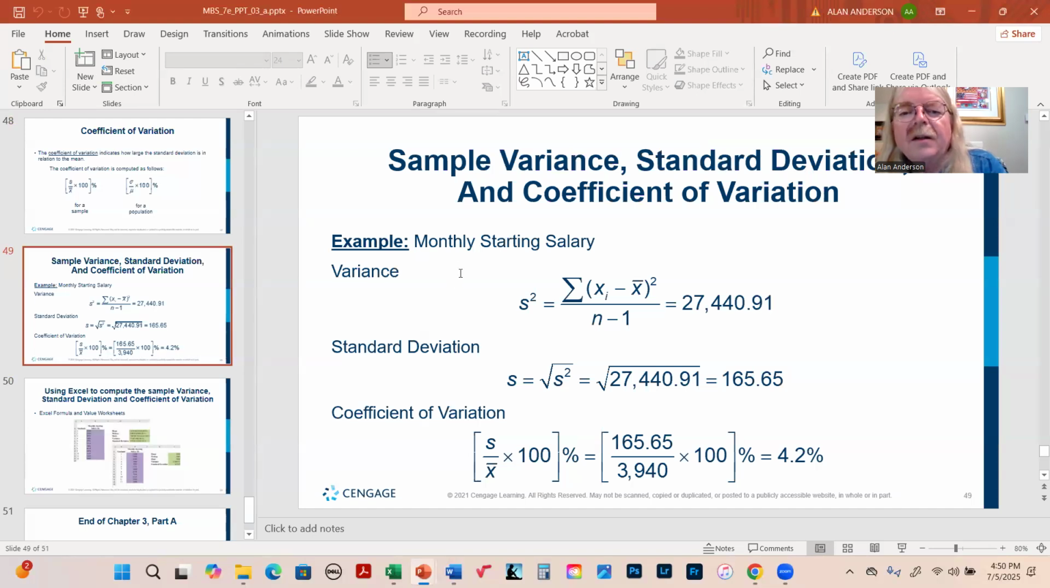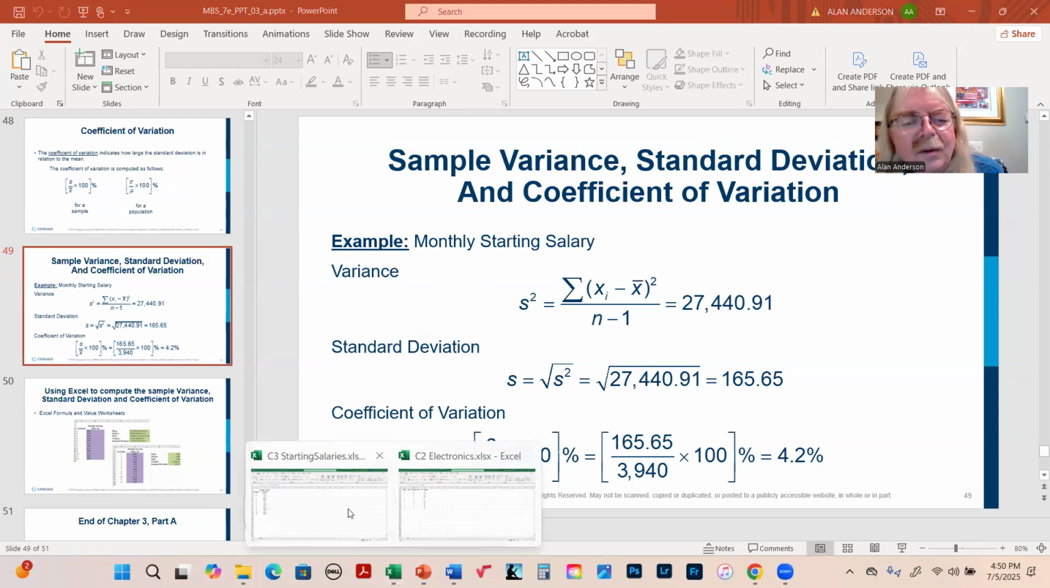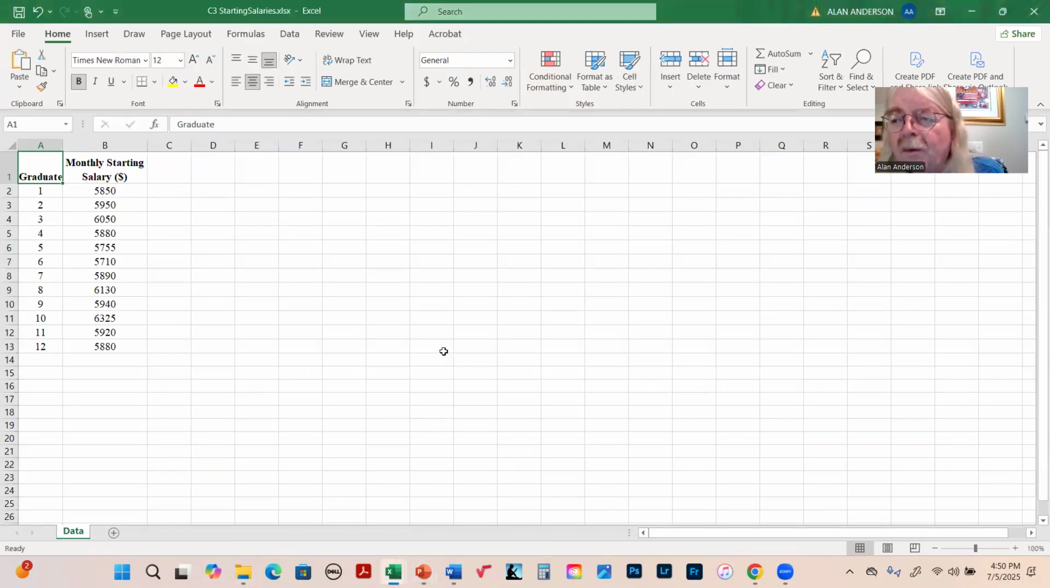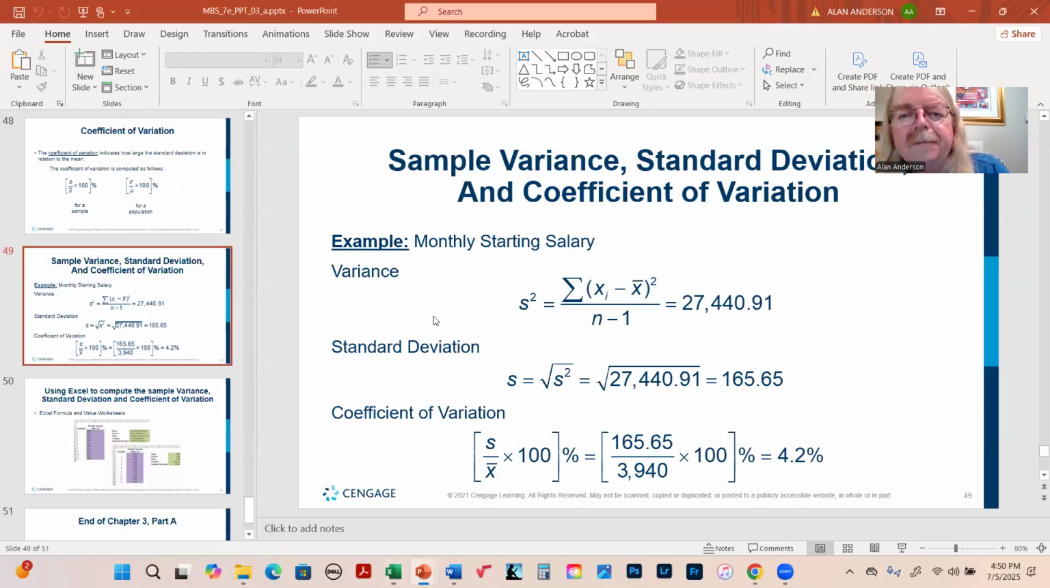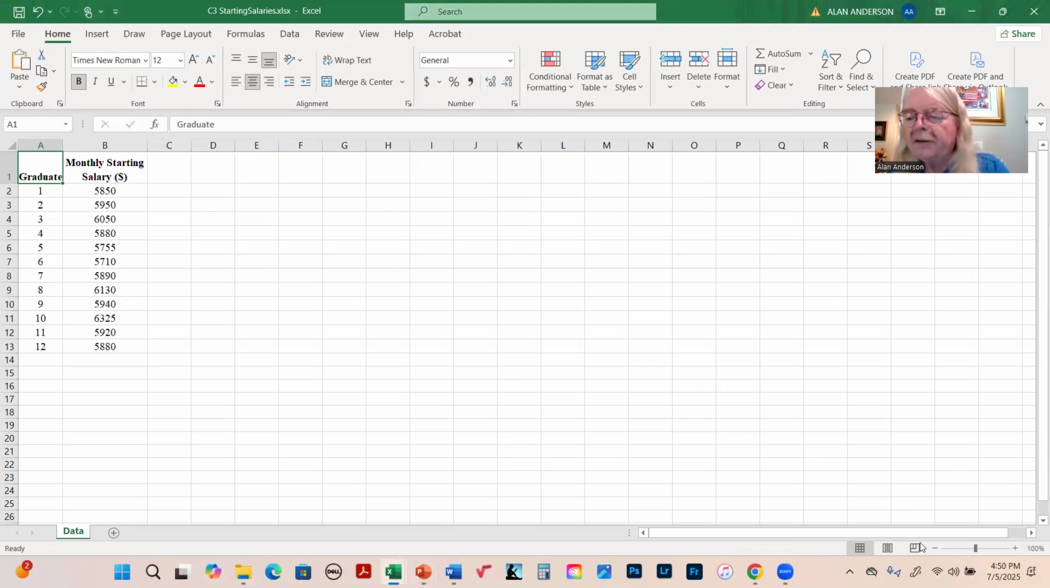Now they're going to have us go back to the monthly starting salary spreadsheet. So we're getting a lot of mileage out of that one. So here it is again. This is the original one without all the results we had last time. And they're going to ask us to calculate the sample variance, the sample standard deviation, and the coefficient of variation. All right, well, we can do that very easily.